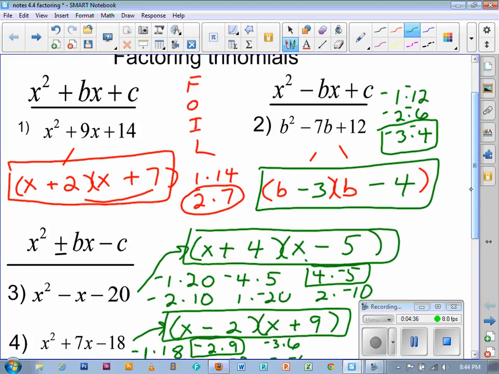Hopefully that went well. Our last video coming up will be factoring trinomials whose a term, which is the a term here, is greater than 1.